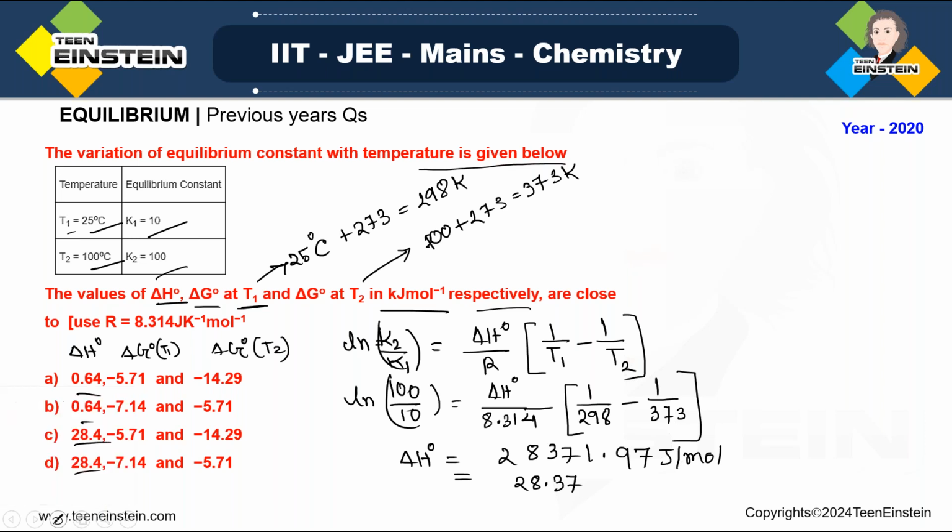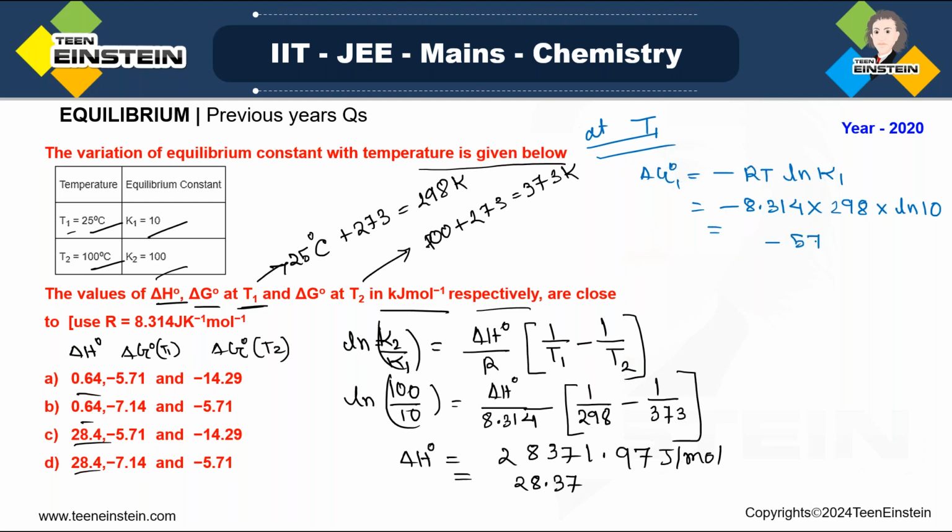Next we have to find the value of del G naught at T1. Now del G naught is related to temperature and equilibrium constant like this. I'm writing it as G1. So simply write minus 8.314 multiplied by 298. You know the value of K1, which is ln 10. You can also convert it to log. So ultimately we will see it is 5704.82 joule, but we will change to kilojoule. So it is present in option C.